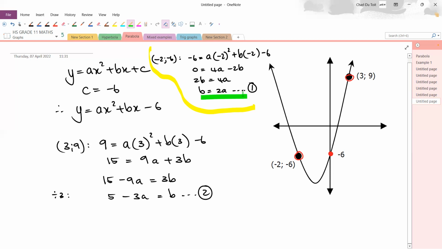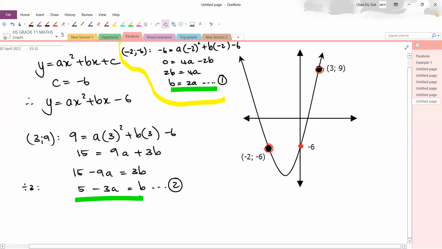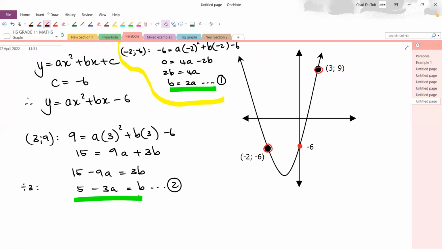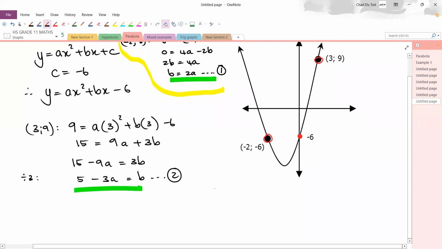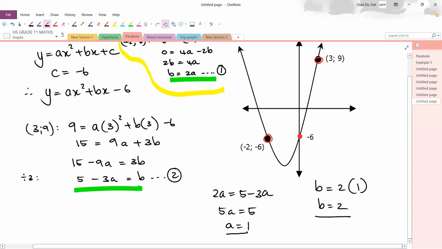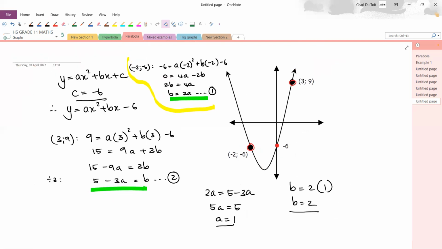So I have an equation there which says that b is 2a. I have an equation here that says that b is 5 minus 3a. So I can put those two equations equal, or put them into one another, or solve them simultaneously. Doesn't matter how you want to see it. So therefore 2a is the same as 5 minus 3a. 5a is 5. a is 1. If a is 1, then b equals 2 times a, according to the first equation, and b is 2. And obviously c is negative 6. And there I have the equation. I have a, b, and c.